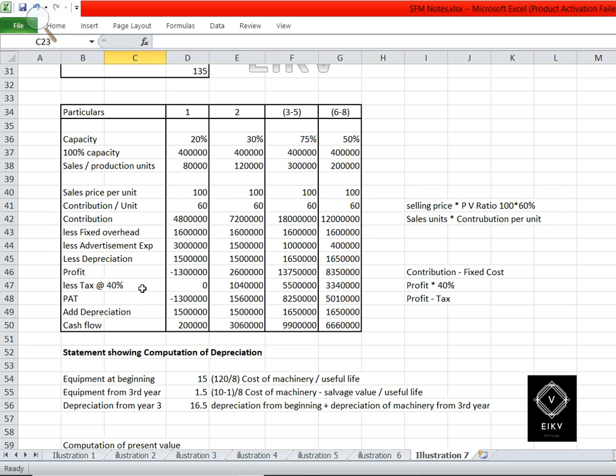After computing the profit, we need to deduct tax at 40%. Then when we deduct tax from the profit, we will get PAT. Then we need to add the depreciation which we deducted earlier. So when we add the depreciation amount to the PAT, we will get the cash flow.